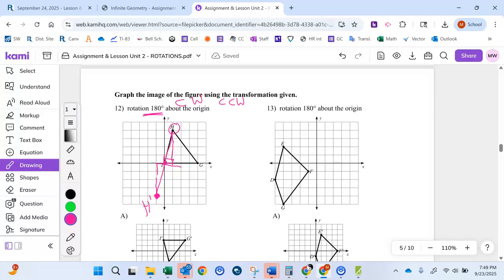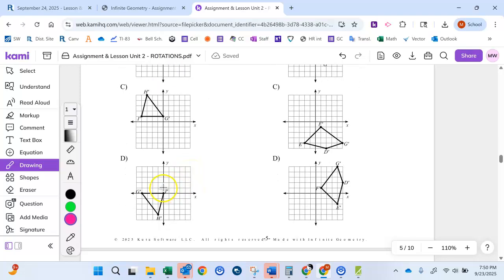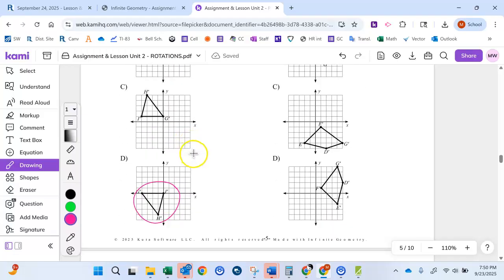G is going to go 1, 2, 3, 4. So that's going to be 1, 2, 3, 4, 1, 2, 3, 4. So that's going to be over here, G prime. And we're going to have a figure that looks like that. So let's see if we can find something. That's going to be this one right here. Yes, so that one is D, okay? So it takes some practice, but that's how you can do this one.